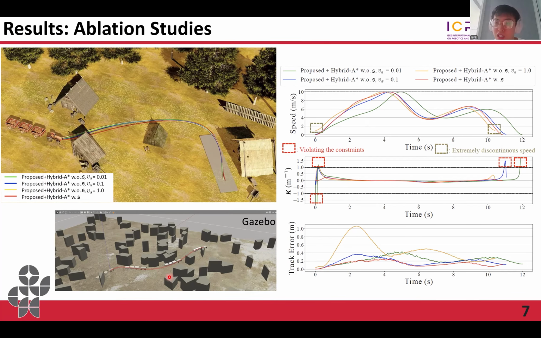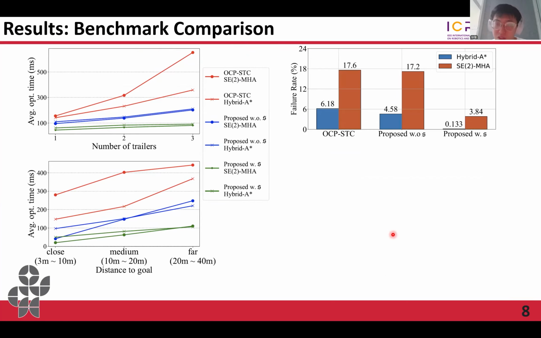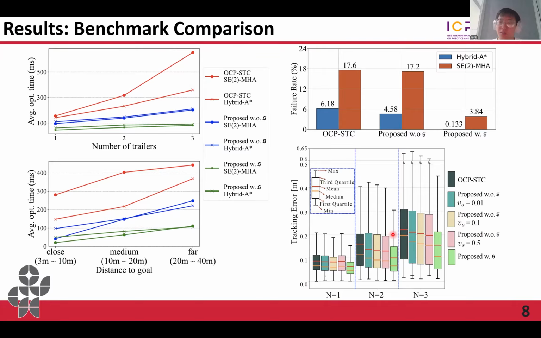We further perform large-scale benchmark comparisons with randomly generated obstacles. The line graph shows that our method consistently consumes the least optimization time for different numbers of trailers and planning horizons. This figure shows the effect of different initial value selection methods on the success rate of the three different methods when the obstacle density is high. Our method shows the best performance. The tracking error experiment further demonstrates the superiority of our method compared to OCPSDC.